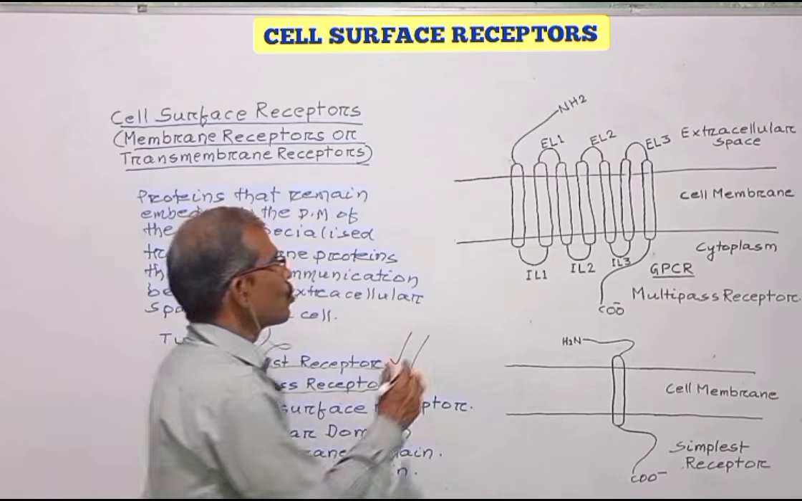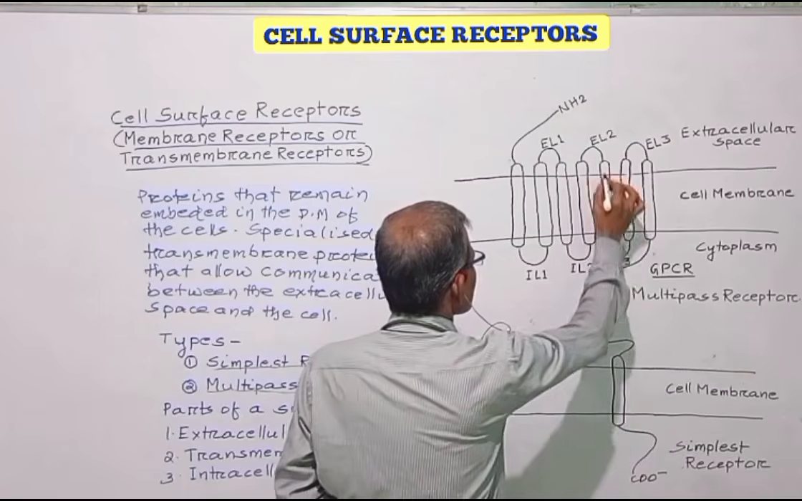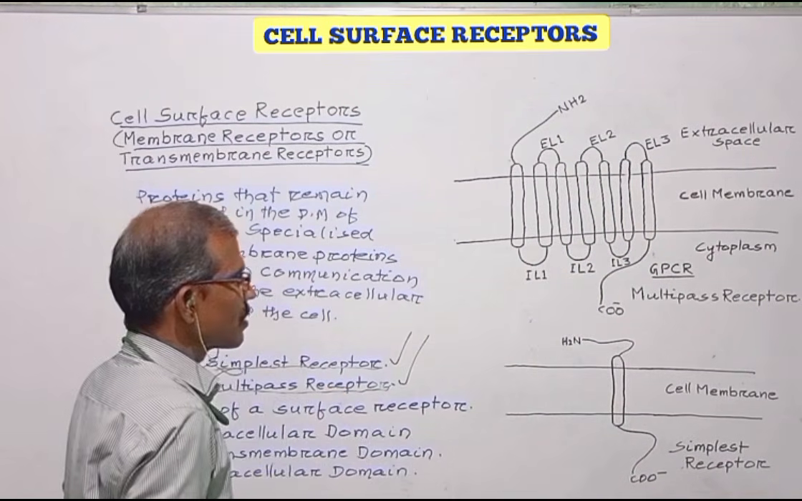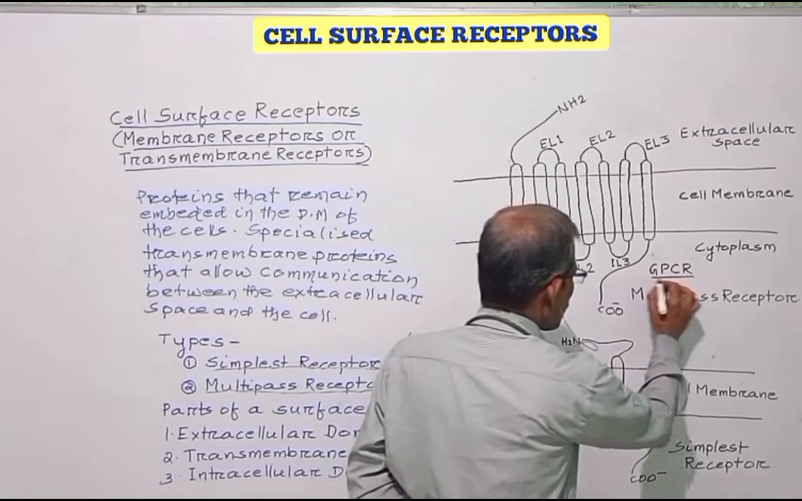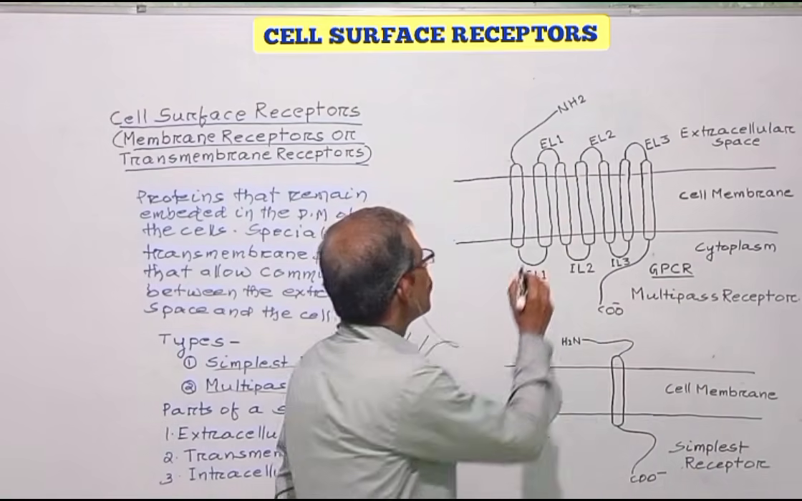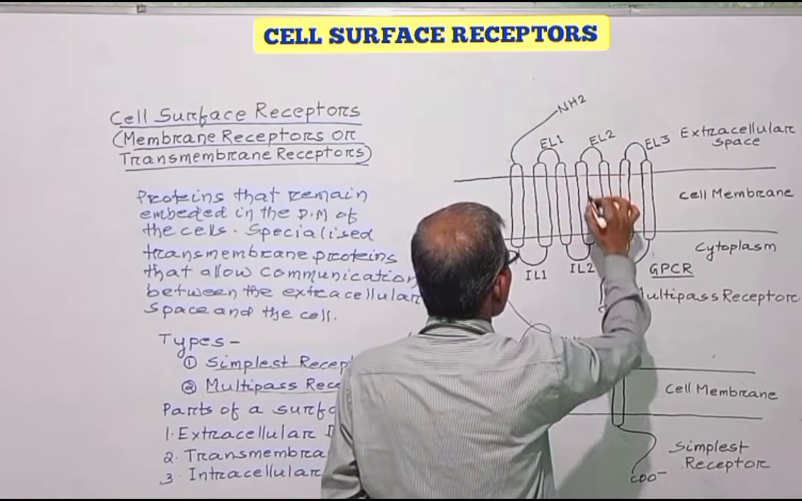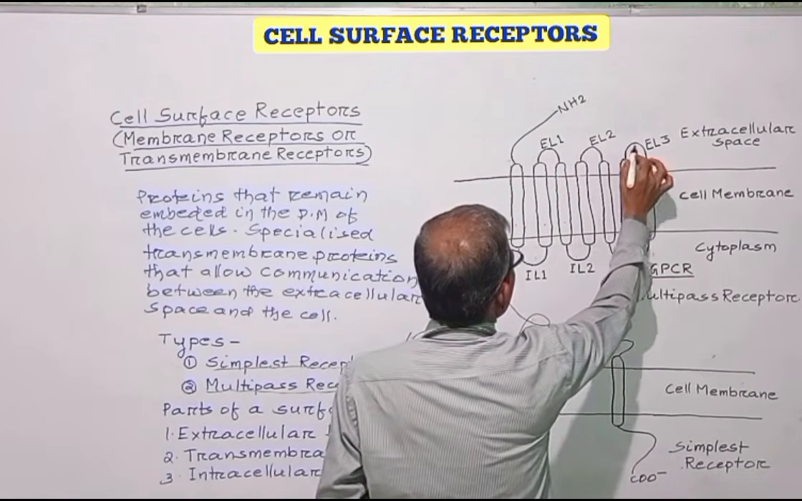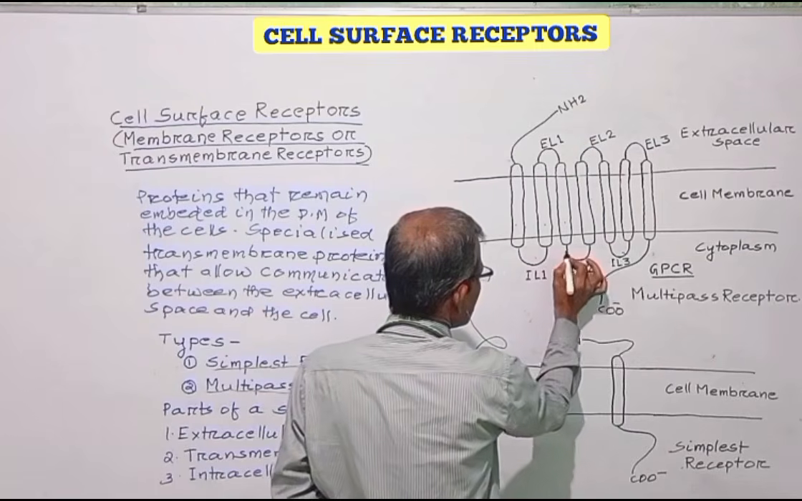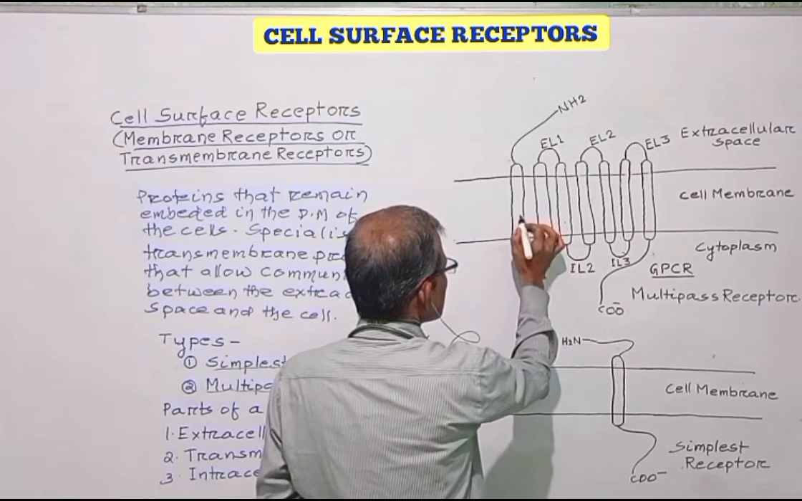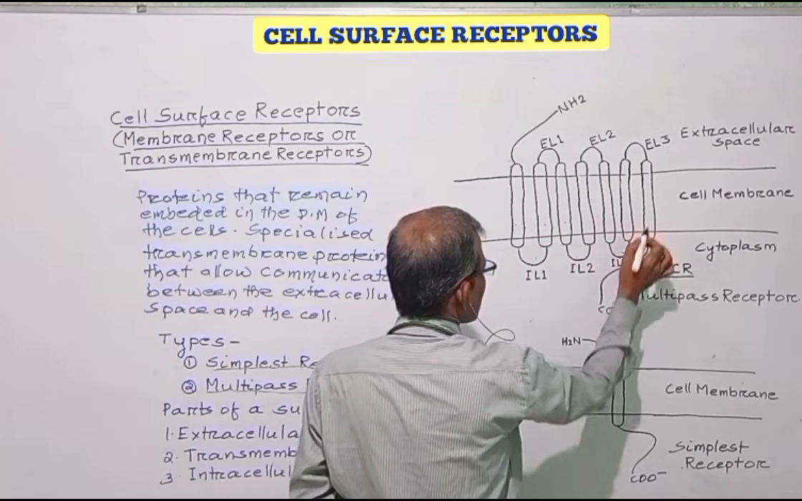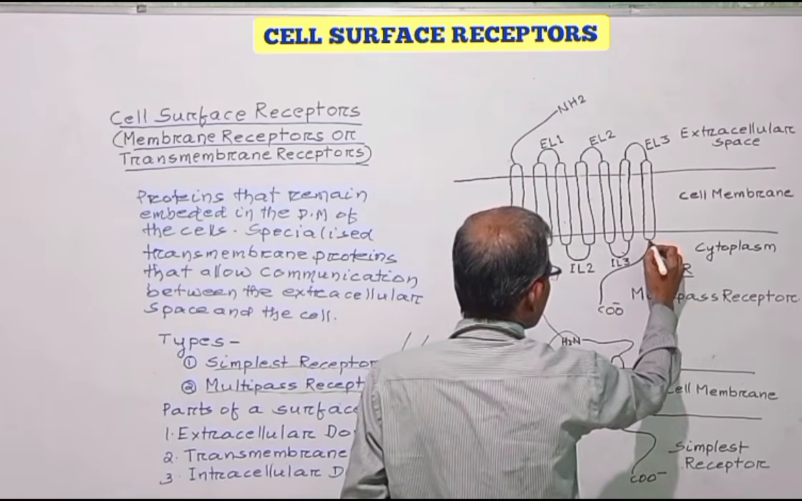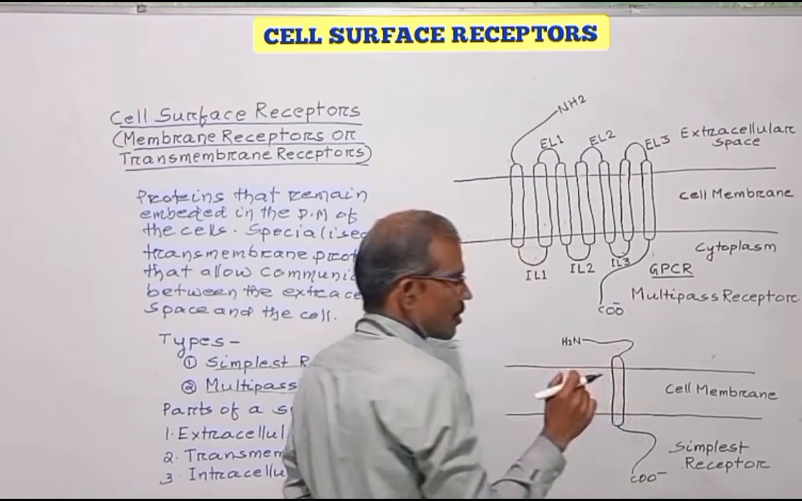Transmembrane proteins which cross the cell membrane several times are known as multi-pass receptors. For example, G protein coupled receptor passes through the cell membrane 7 times, forming 3 extracellular loops, 3 intracellular loops, 7 hydrophobic segments, an extracellular amino terminus and an intracellular carboxyl terminus.